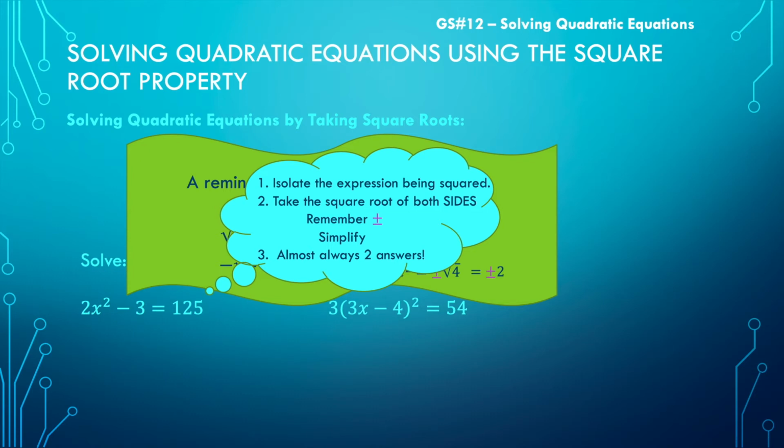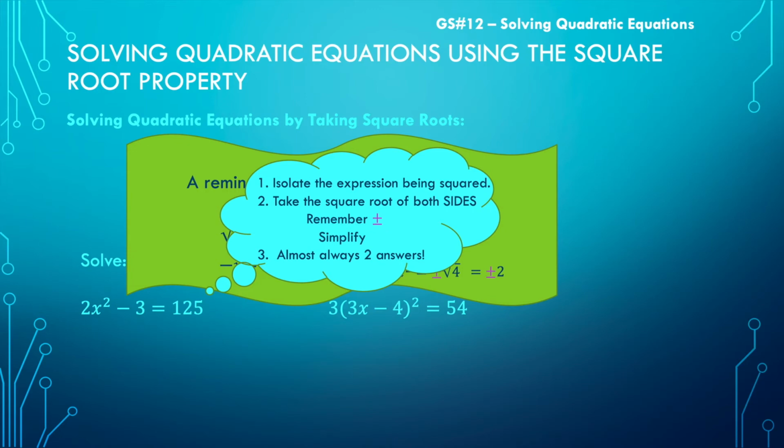Then after you've got what's being squared isolated, you will take the square root of both sides of the equation, not all the pieces, but the entire side. And since we are working with an equation here, we are going to remember our plus or minus, and then we're going to simplify. Almost always, we will get 2 answers here. Now, will it always be 2 answers? No, we can get 1, and that's if we end up with something that's equal to 0.